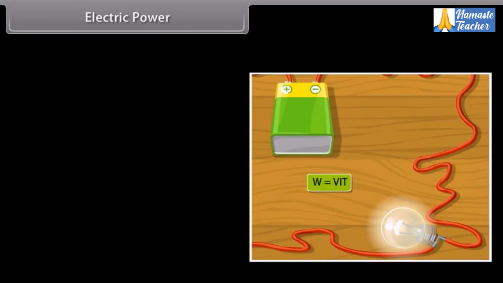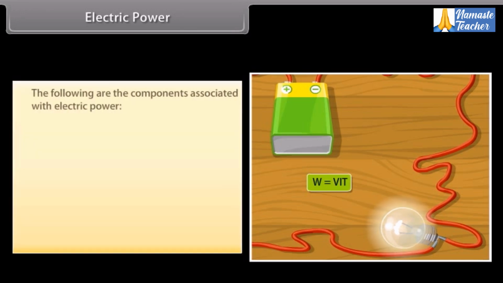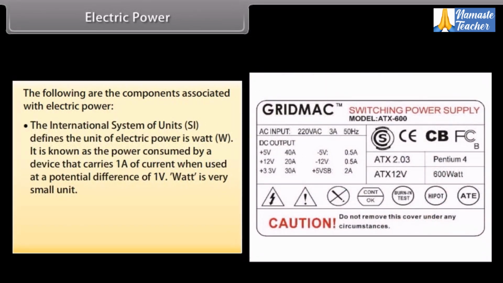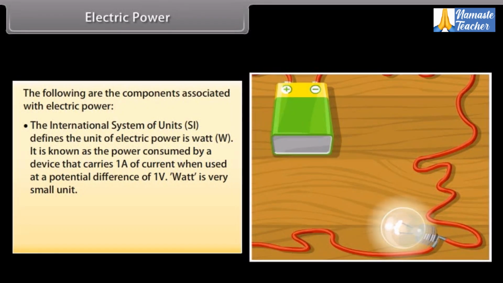Electric power. Electric power is the rate at which electric charge is transferred by an electric circuit. This is commonly known as electric power. The following are the components associated with electric power. The International System of Units, SI, defines the unit of electric power as watt, W. It is the power consumed by a device that carries 1A of current when used at a potential difference of 1 V. Watt is a very small unit.